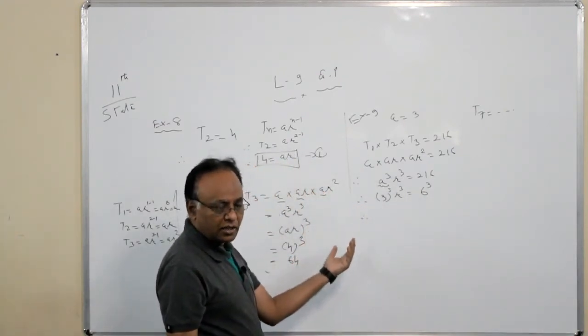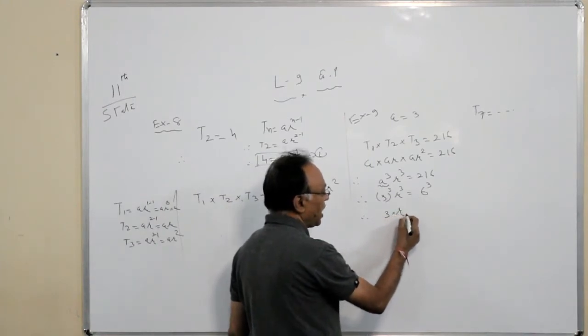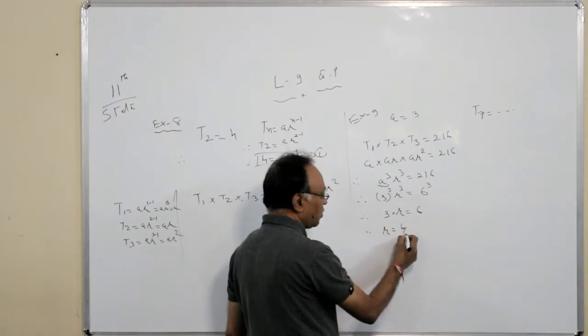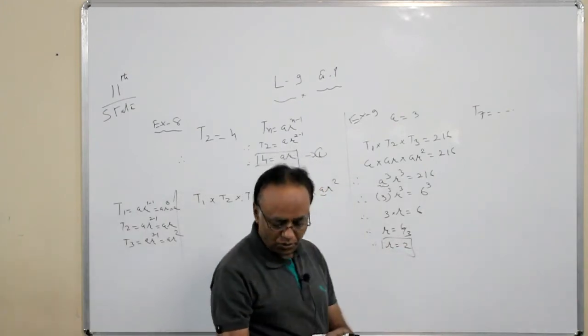Take the cube root on both sides. Therefore 3 into r is equal to 6. Therefore r is equal to 6 divided by 3. Therefore r is equal to 2.